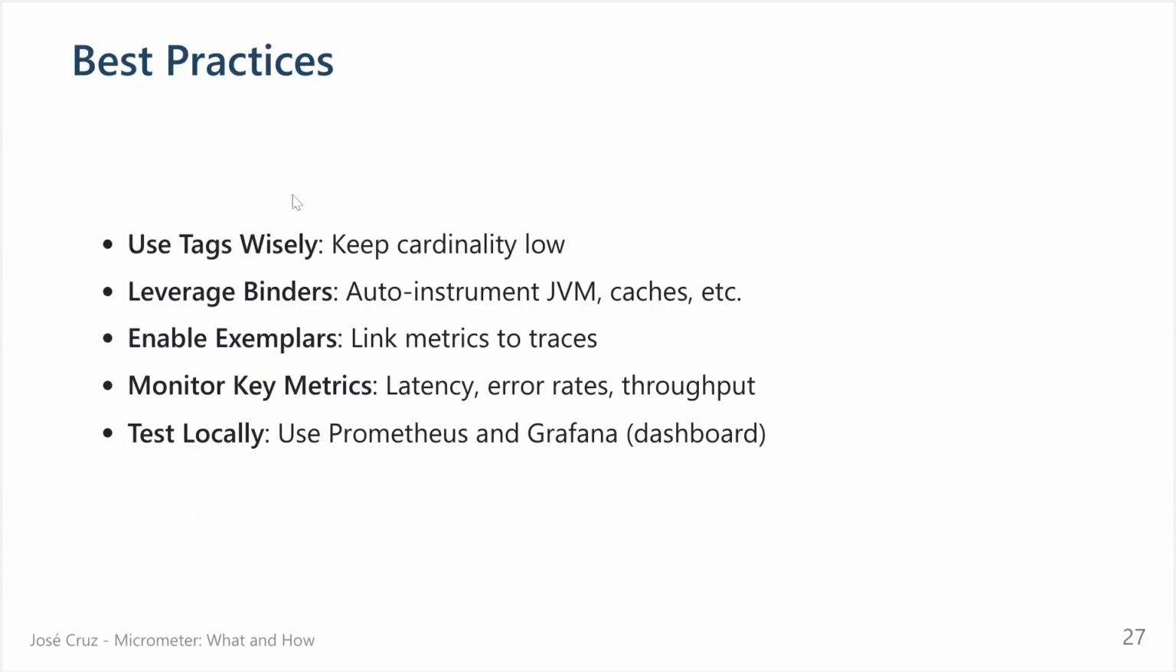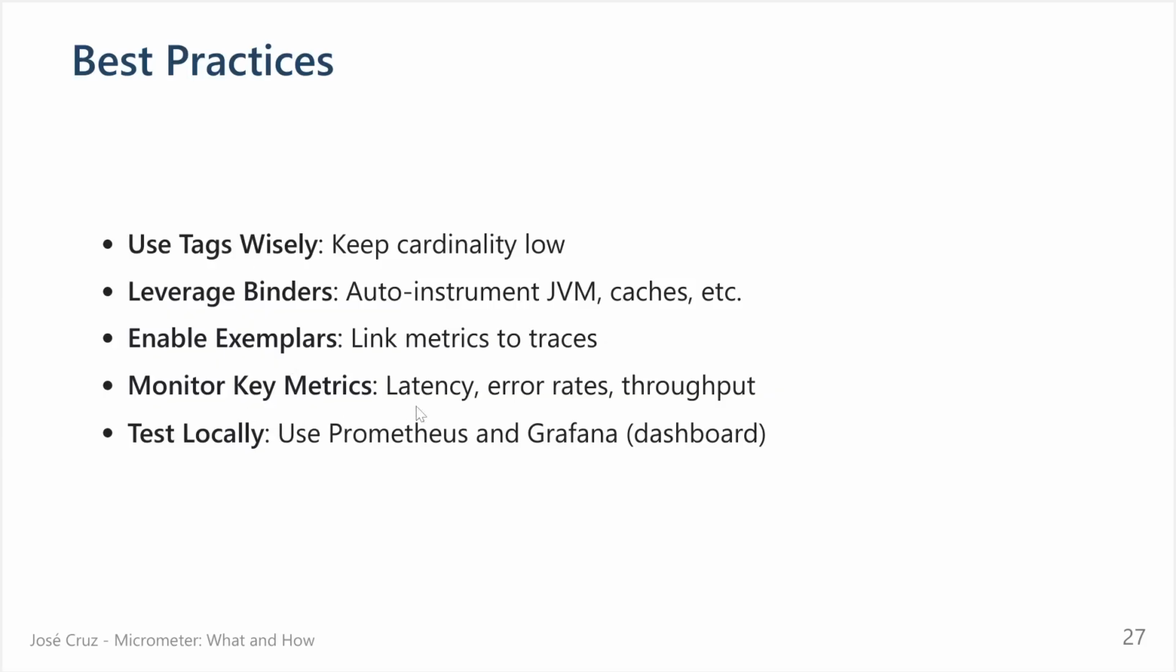Okay, best practice: use tags wisely, keep cardinality low, leverage binders, again, to avoid pollution on your code, collecting everything. There are a set of binders that you can use for cache, Java virtual machine, and things like that. You just put it at the start of your application and you add it to the registry. And again, the meter registry, meaning for instance, Prometheus meter registry. You enable exemplars, link metrics to trace. If you are using trace in your application, it's possible.